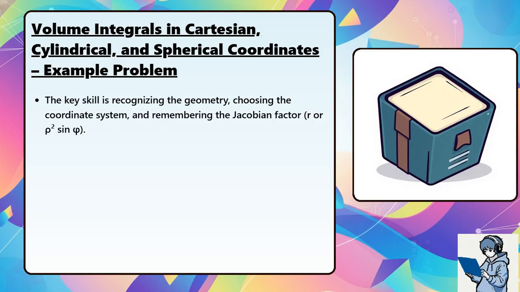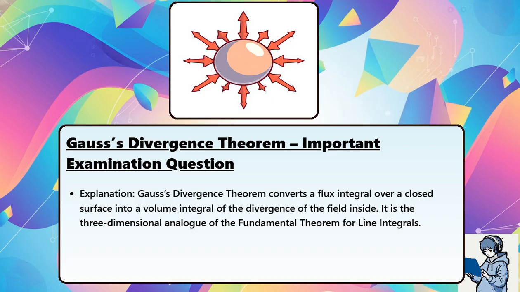Explanation: Gauss's divergence theorem converts a flux integral over a closed surface into a volume integral of the divergence of the field inside. It is the three-dimensional analog of the fundamental theorem for line integrals.